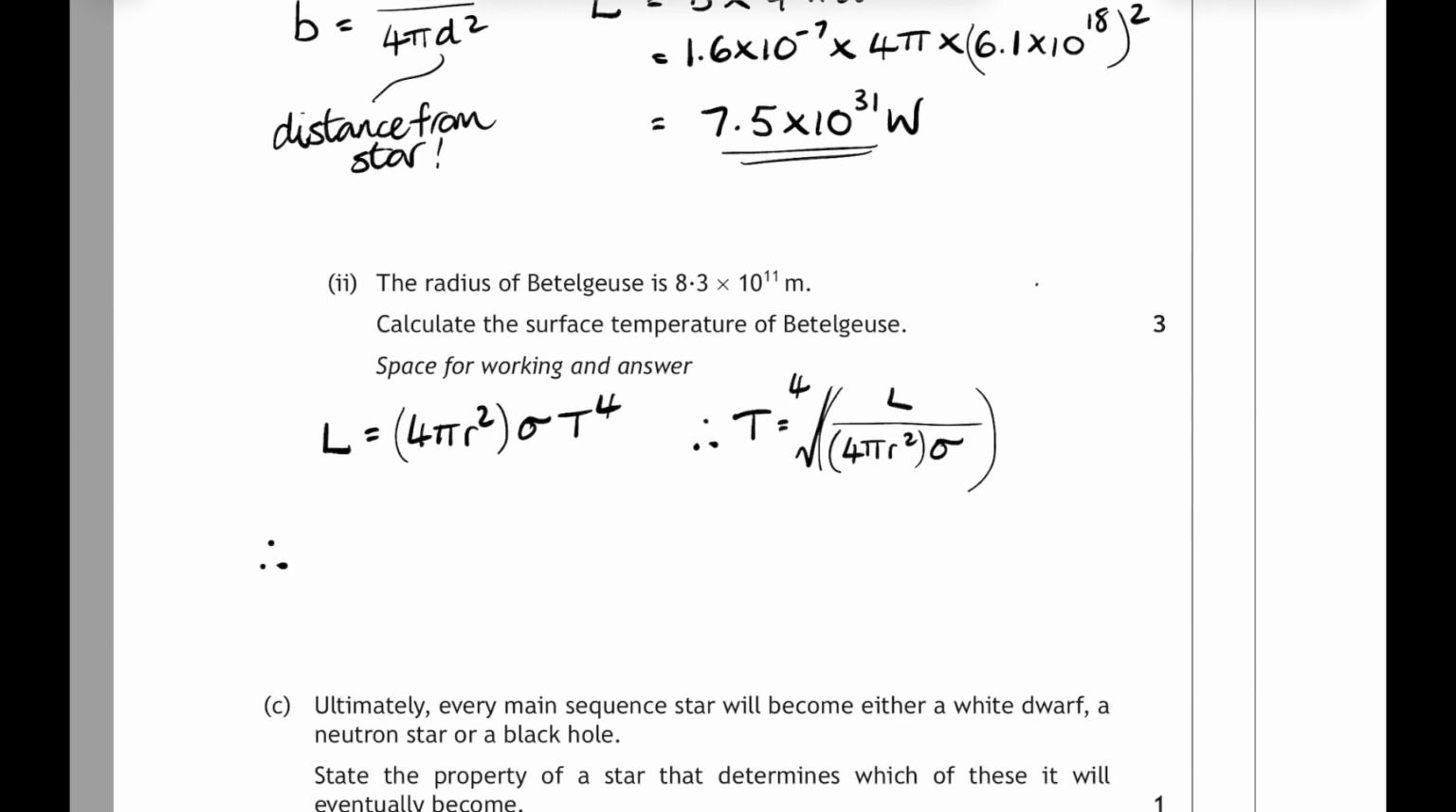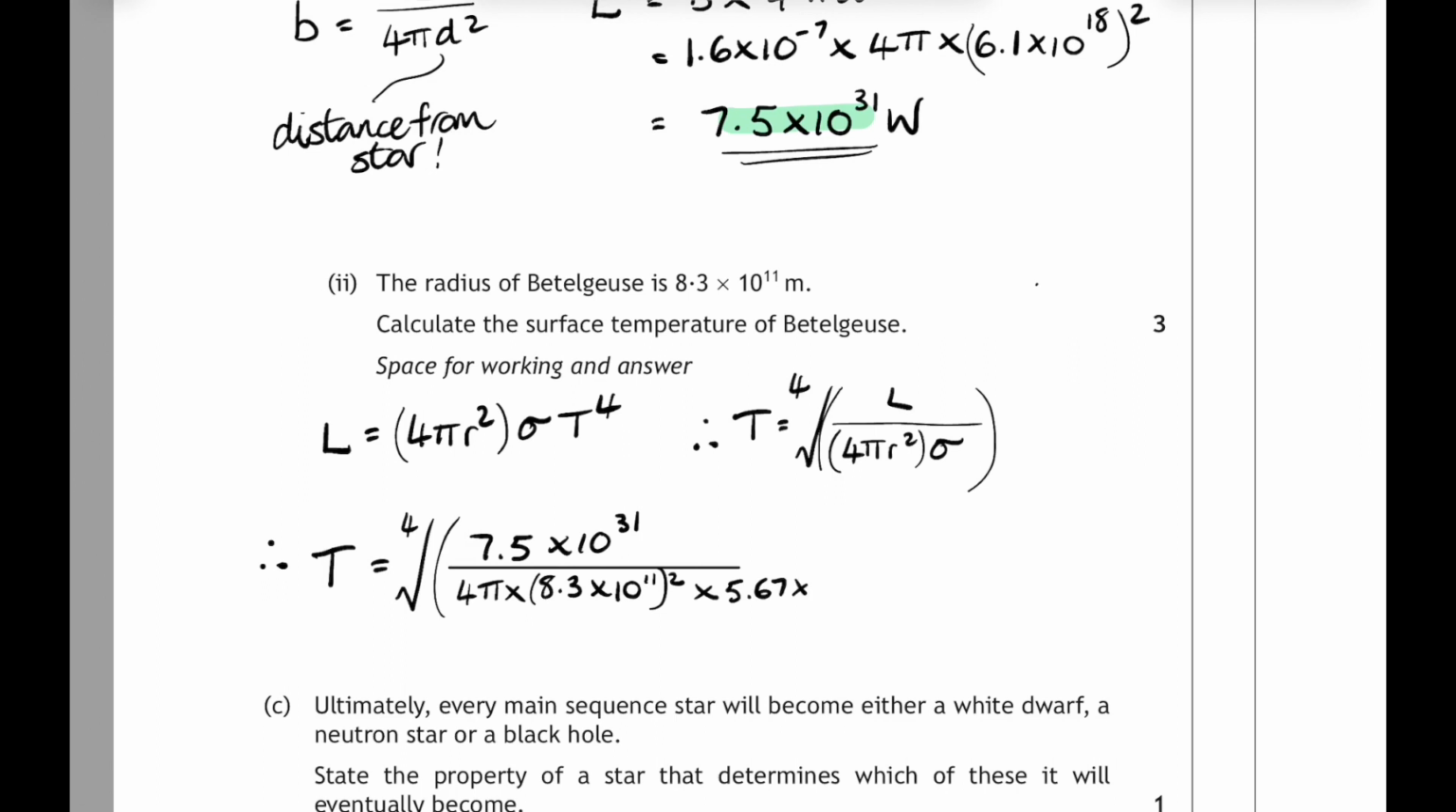Now let's sub in the values then. So T will be equal to the 4th root of 7.5 times 10 to the 31 divided by 4 pi times the radius squared, and the radius is 8.3 times 10 to the 11, don't forget to square it, times sigma, which you get from the data sheet. It's the Stefan-Boltzmann constant, that's 5.67 times 10 to the minus 8, and if you do all that on your calculator correctly, you'll get an answer of 3,500 Kelvin.